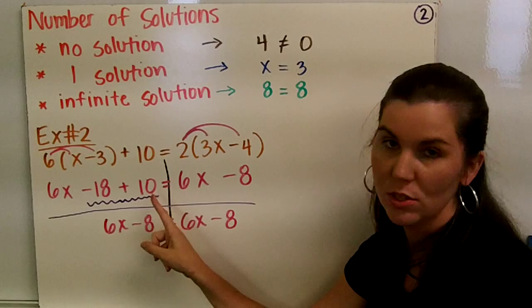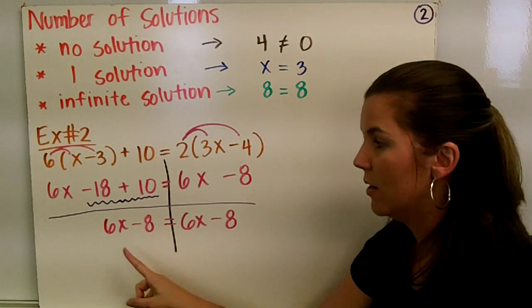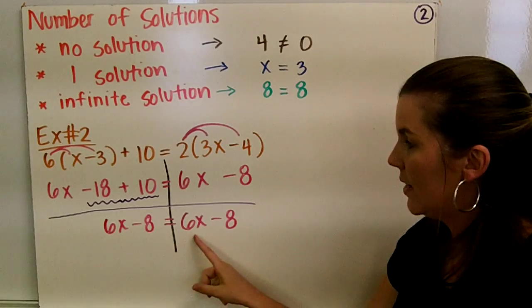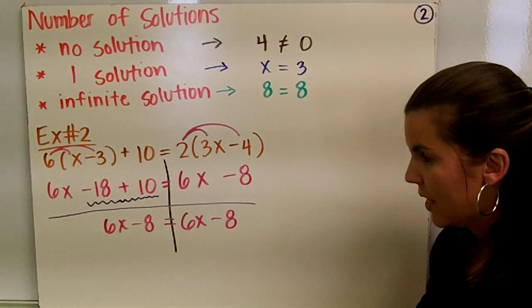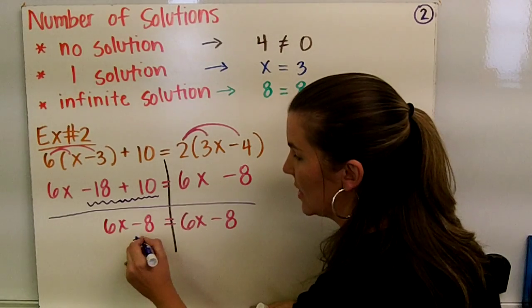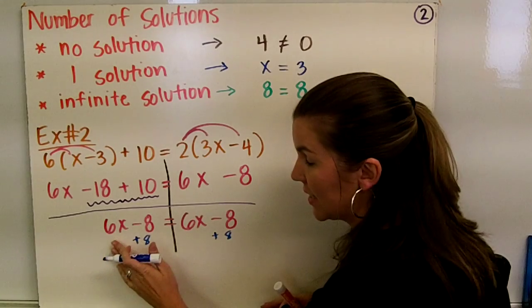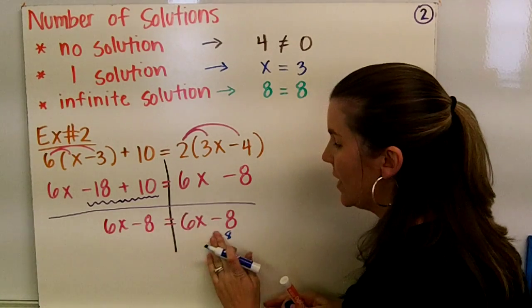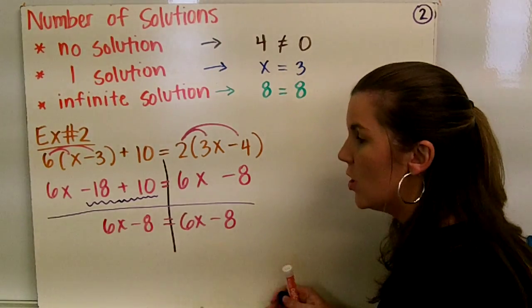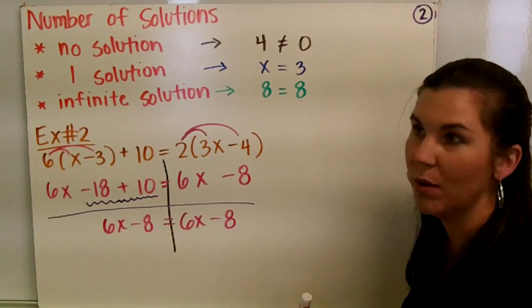Here I've underlined these two, they're like terms. Negative 18 plus 10 gives me negative 8. I have 6x minus 8 equals 6x minus 8. Now you can take this one step further, and you could add 8 to both sides. Or you could subtract 6x from both sides. Either way, it's going to give you the same answer. You're going to get something equal to something else. Notice that these are exactly the same on both sides.